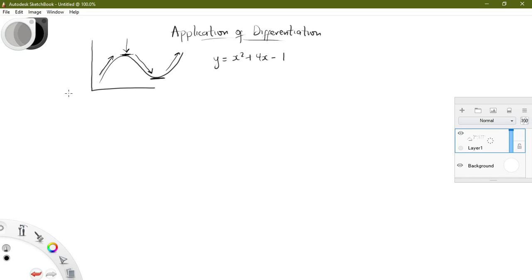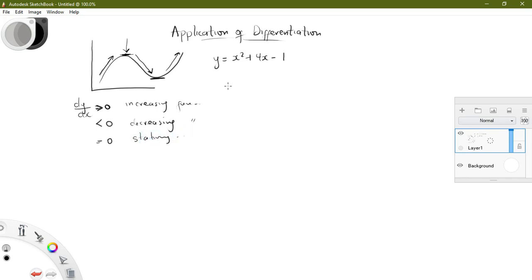Now we can use the idea of differentiation. If you do the first derivative of any equation and it is greater than 0, then it is an increasing function. And if you do the first derivative and it is less than 0, then it is a decreasing function. And if it is 0, then it is stationary at that point.